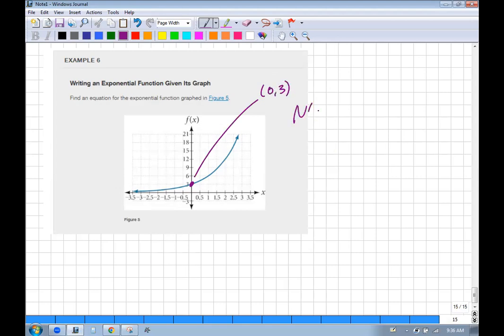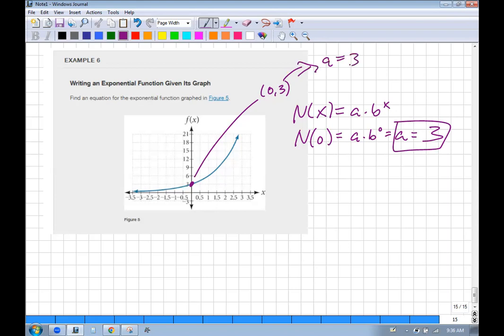So we know our function n of x, which is a times b to the x. This tells us that n of 0, a times b to the 0, which is a, is 3. So if you get that point, you automatically know your a value, right? A is 3, it's your starting point. So now we just have to figure out what b is. Pick any other point, all right? They say that if you can pick a point real far away, that helps.